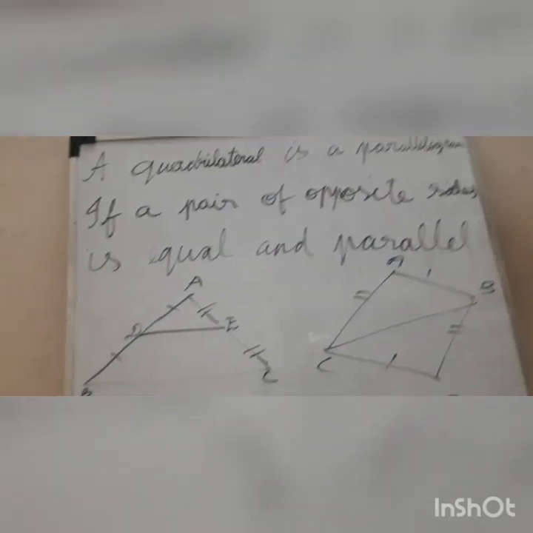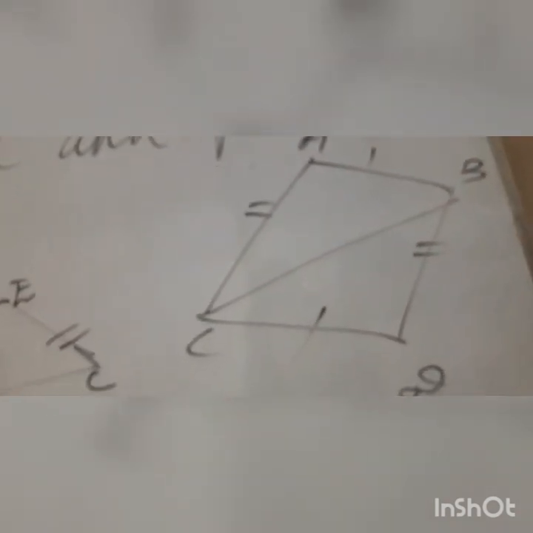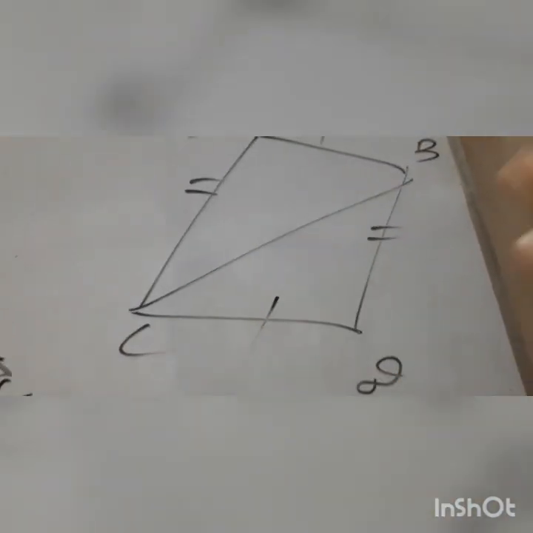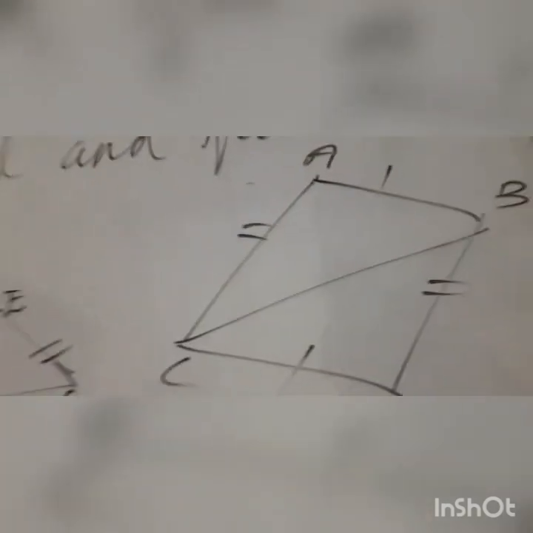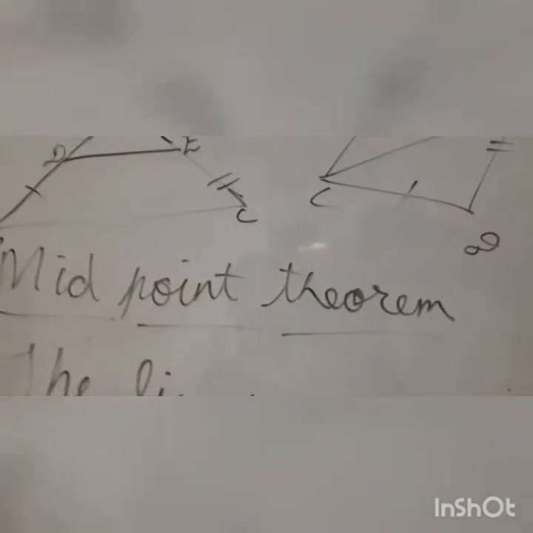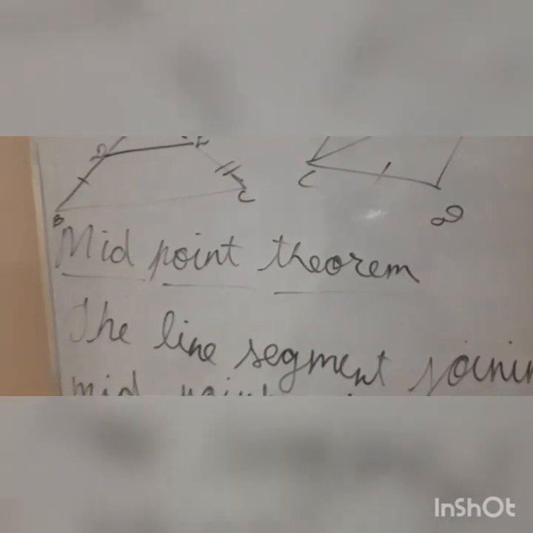A quadrilateral is a parallelogram if a pair of opposite sides is equal and parallel. So here this is a quadrilateral, and the quadrilateral is said to be a parallelogram when its pair of opposite sides is equal and also parallel. So just a simple one. The next one, midpoint theorem. It looks tough, but it is very simple.